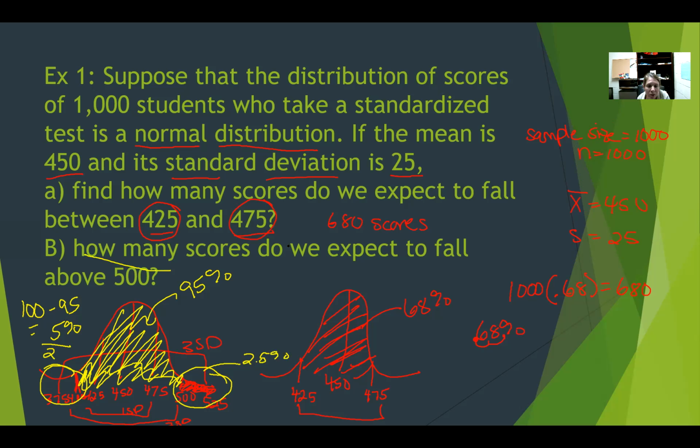So again, we would take our 1,000 and multiply it by the decimal of this, moving it 2 places to the left, which would be 0.025. And I know that this would give us 25 students, okay? So that means that only 25 out of 1,000 are expected to score above the 500 score, which makes sense because this is a very small percentage of students.